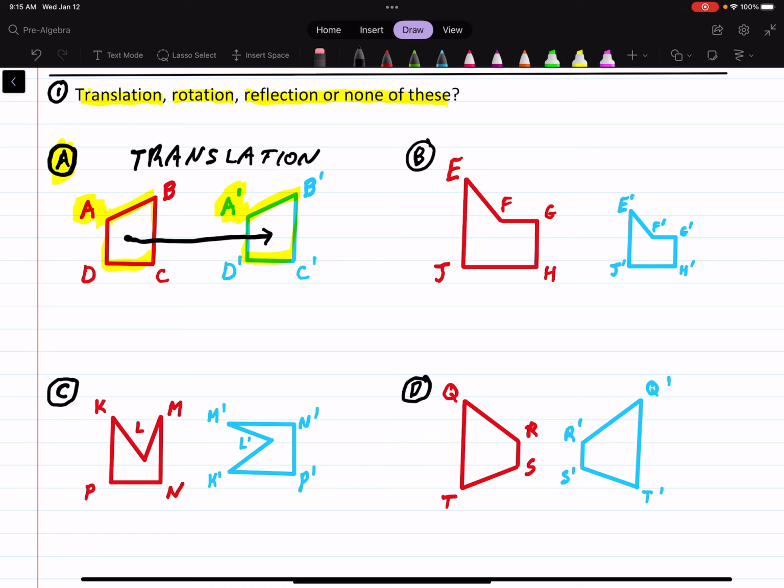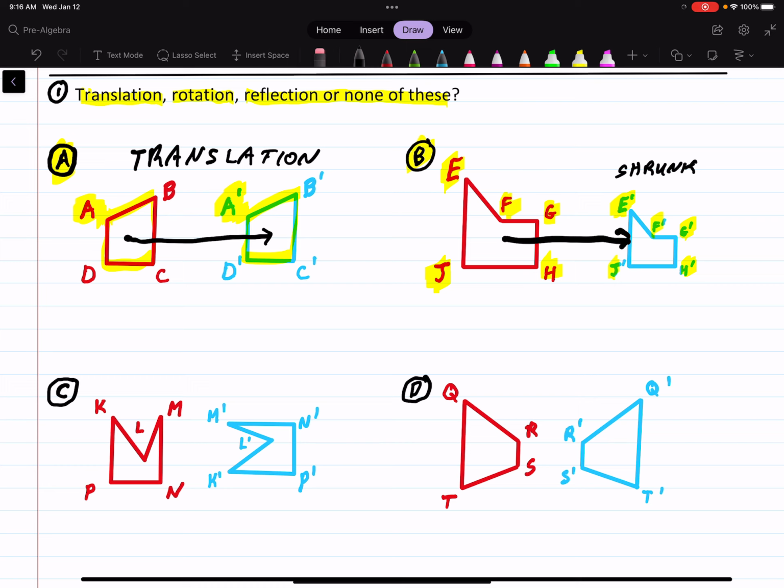Okay, let's look at B now. On B, we have E through J all the way around this shape, and you can see that E prime, F prime, we come around. So we've moved it over. It's moved straight across, but it's also shrunk. It's littler than it was. So if it's shrunk, then we've actually done something to the object.